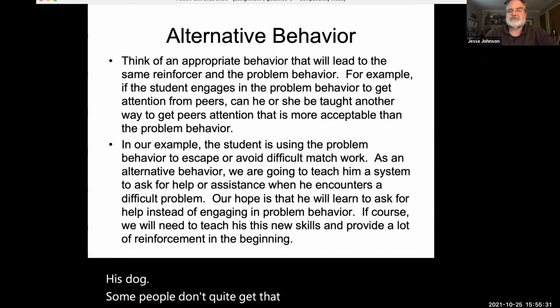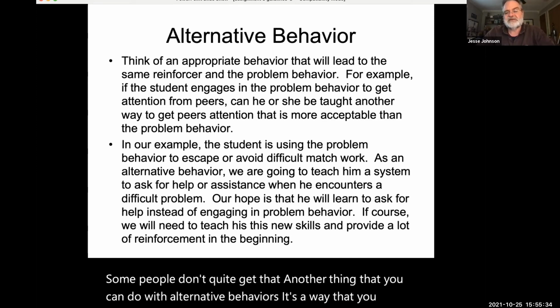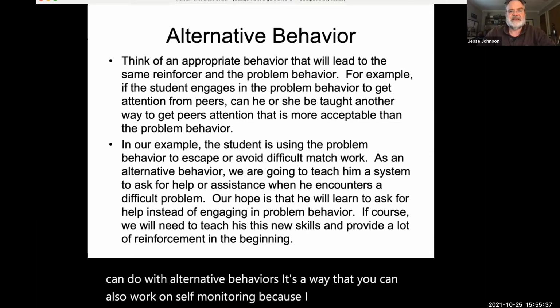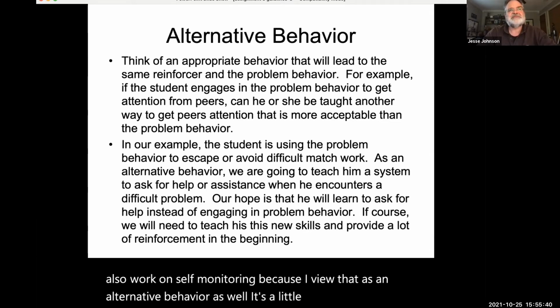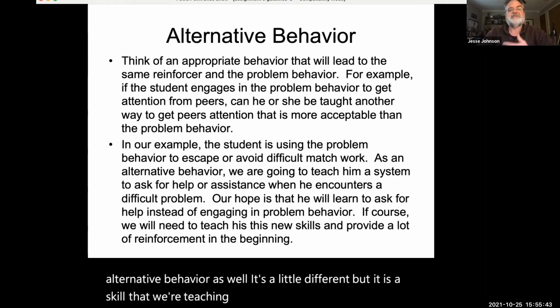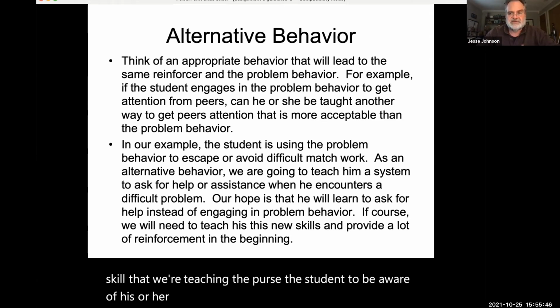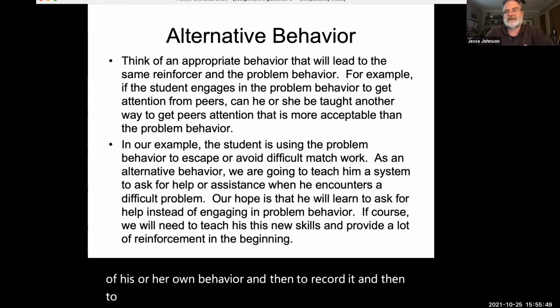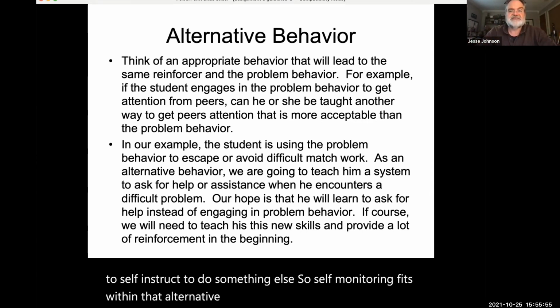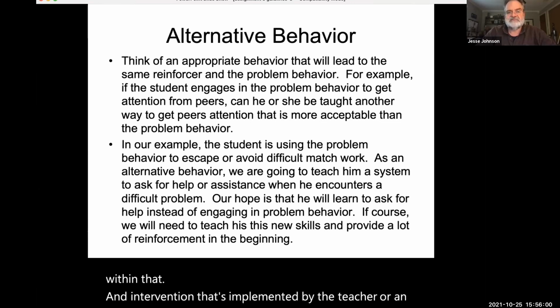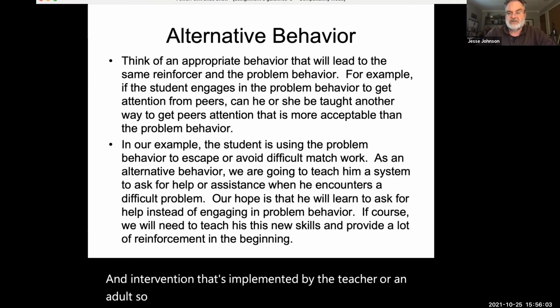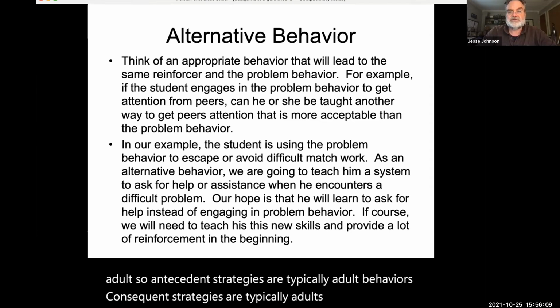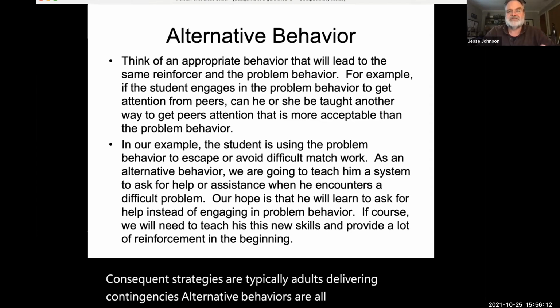Another thing that you can do with alternative behaviors, it's a way that you can also work on self-monitoring, because I view that as an alternative behavior as well. It's a little different, but it is a skill that we're teaching the student to be aware of his or her own behavior, and then to record it, and then to self-instruct to do something else. So self-monitoring fits within that alternative behavior realm. What doesn't fit within that? An intervention that's implemented by the teacher or an adult. So, antecedent strategies are typically adult behaviors. Consequent strategies are typically adults delivering contingencies. Alternative behaviors are all about something you're going to teach the student to do.